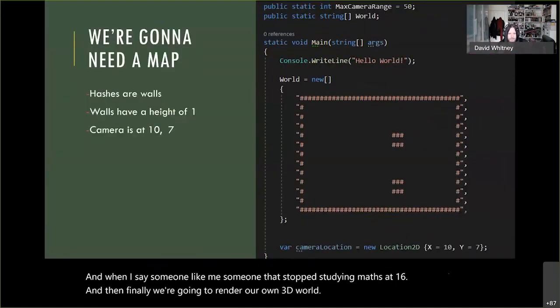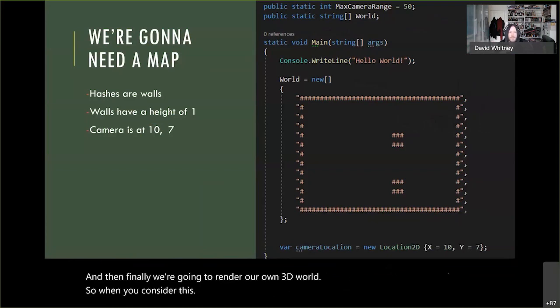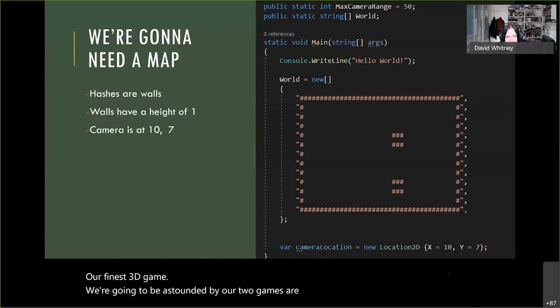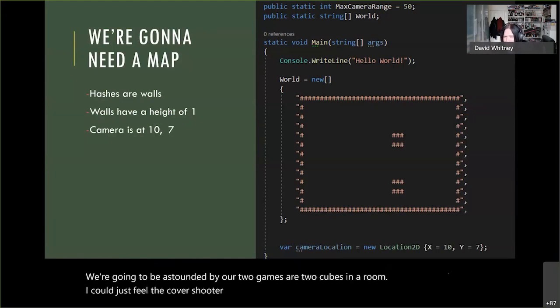So when you consider this, our finest 3D game level, we're going to be astounded by our 2 cubes in a room. I can just feel the cover shooter gameplay brewing right now. I hear you yell, this is Gears of War 20.